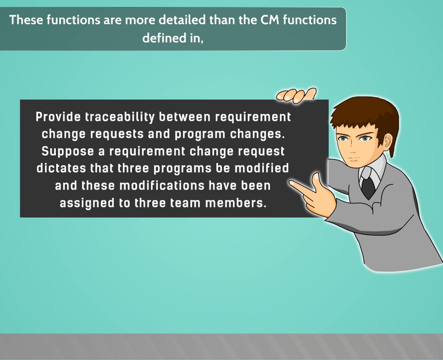Provide a traceability between requirement change requests and program changes. Suppose a requirement change request dictates that 3 programs be modified and these modifications have been assigned to 3 team members.